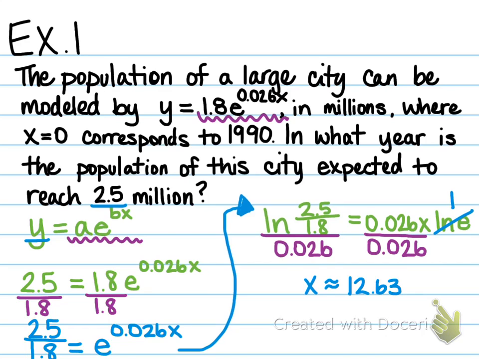So you always want to think about the answer that you got and how that corresponds to the question that they asked. They said, in what year, and so on. So this has to do with a year since 1990. So I'm going to take 12 years and I'm going to add that to 1990 to give me 2002. If I rounded it up to 13, then the population would have been higher than 2.5 million. So I just left it at 12 years.